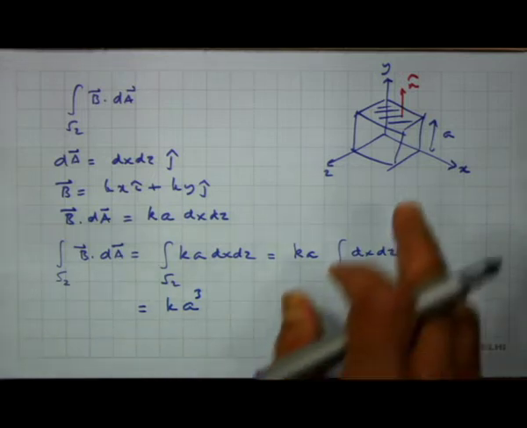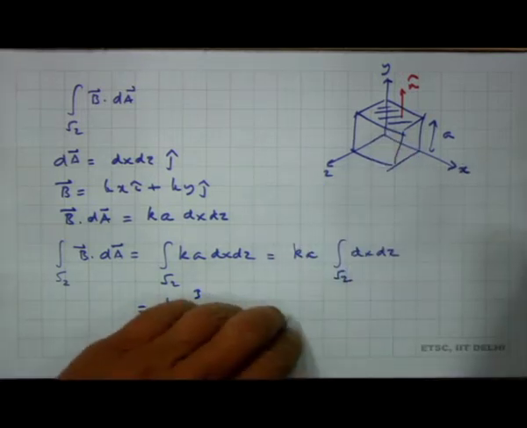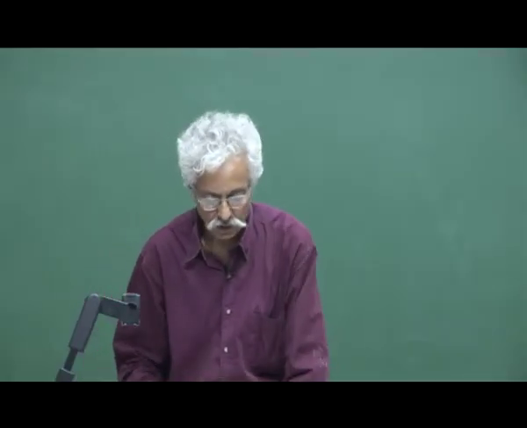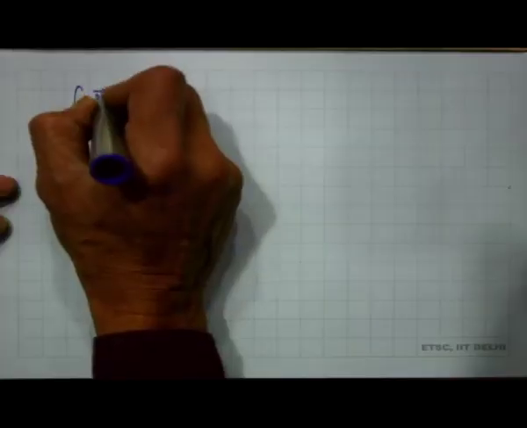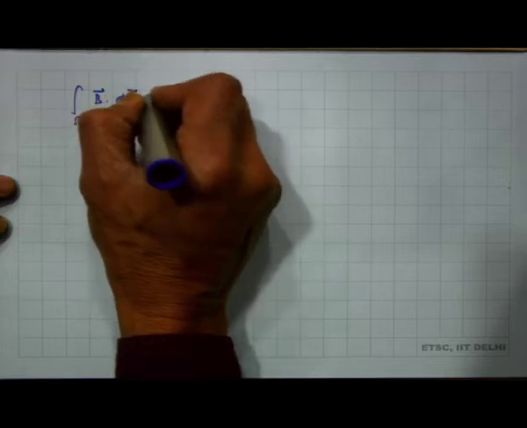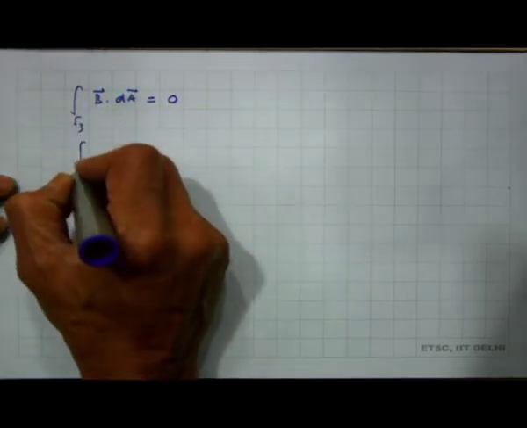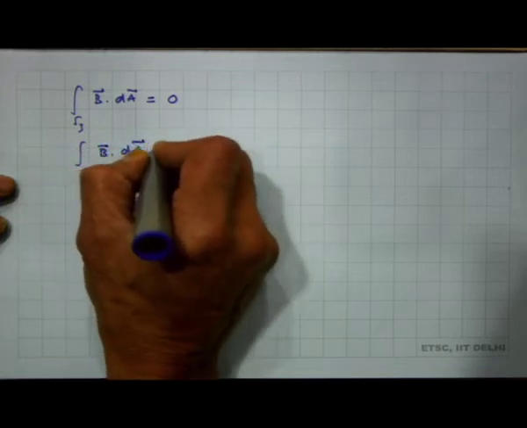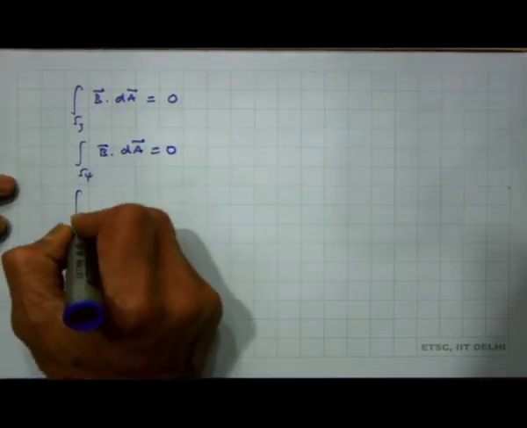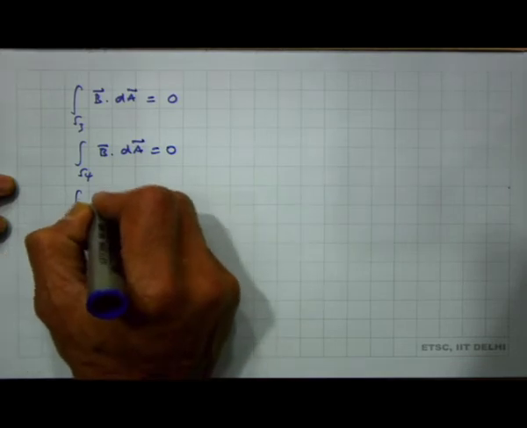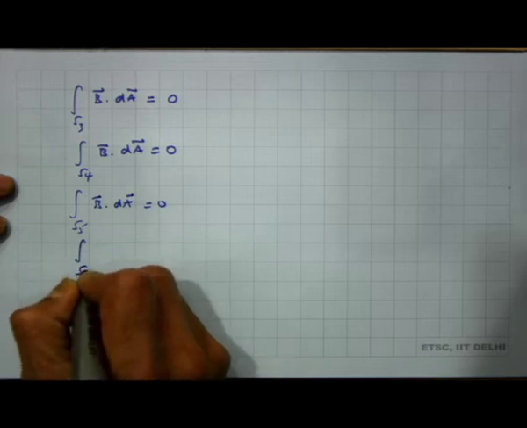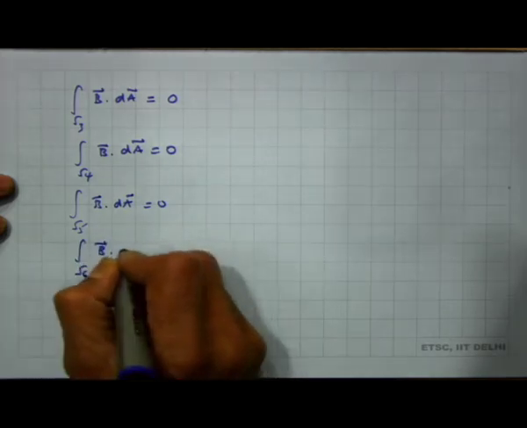So, I have evaluated over surfaces S1 and S2. I would like you to continue the discussion and evaluate all other integrals. Let me just give you the values here. Over S3 B dot dA will be equal to 0, over S4 B dot dA will be 0, over S5 B dot dA will be 0, and over S6 B dot dA will be 0.